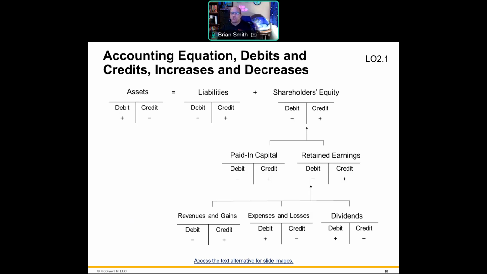Okay, remember the contra accounts are going to be opposite of whatever it is. If it's a contra asset account, it's going to increase with the credit, decrease with the debit. So whatever all the other ones are. So if you have accumulated depreciation, that's a contra asset account. It's going opposite, but it's with the assets.